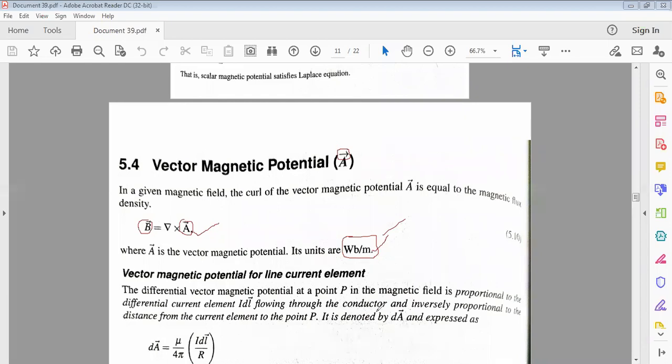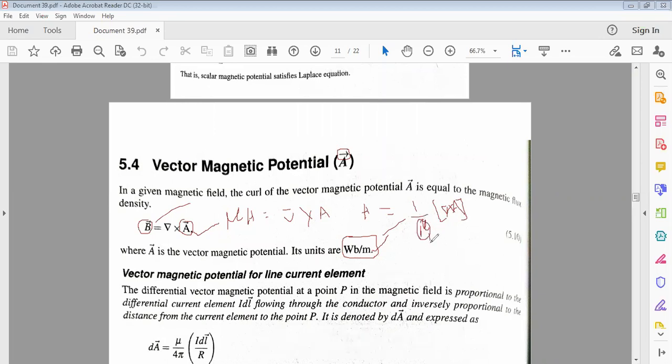What is meant by B? B equal to mu H, right? What is meant by B here? B equal to mu H. Mu H equal to del cross A. From this, H equal to 1 by mu into del cross A.